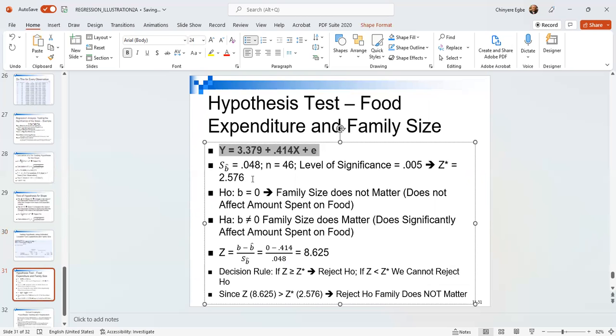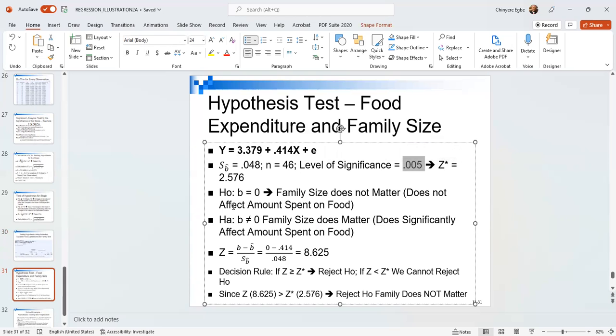And the standard error is 0.048 for the slope. The sample size is 46, and we're using a 0.005 level of significance, which gives us a critical Z value of 2.576. We learn how to find critical values based on the level of significance.